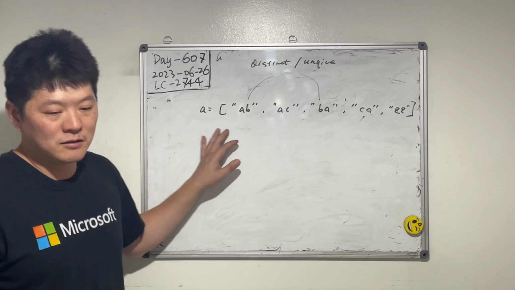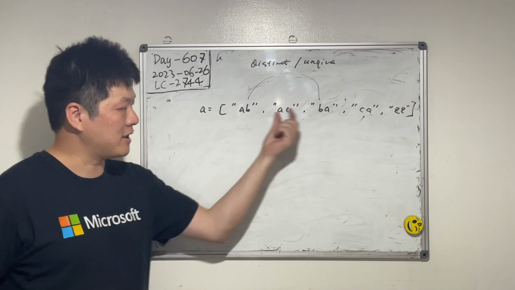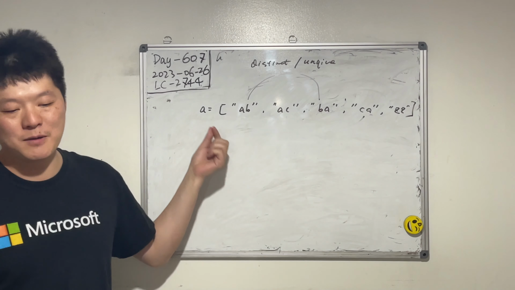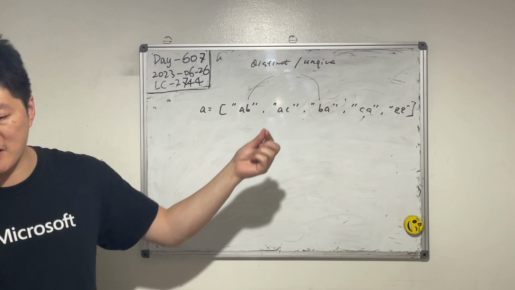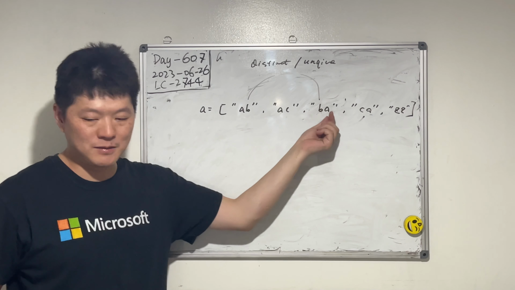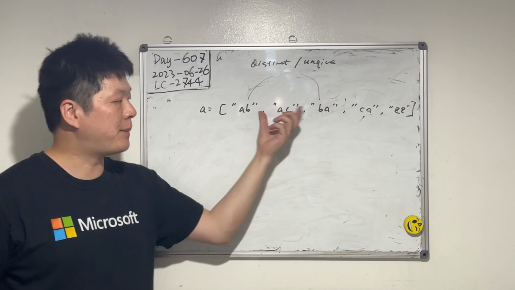Anyway, so today we look at these simple questions. We're given a list of strings and we want to find out the maximum number of pairs. A string can be paired up with its reverse. So AB can be paired with BA, AC can be paired with CA. So we have two pairs.